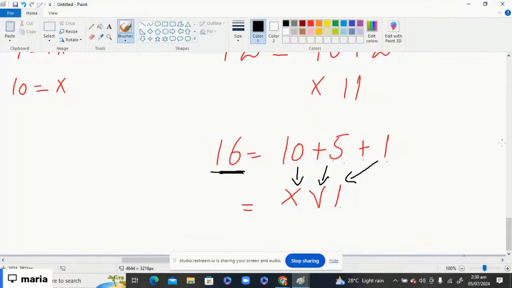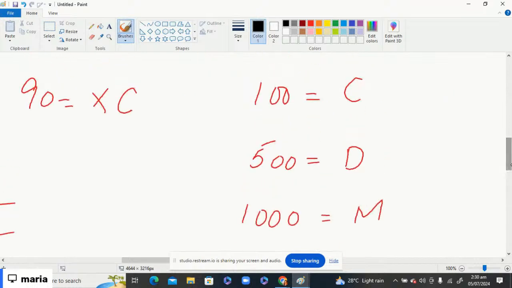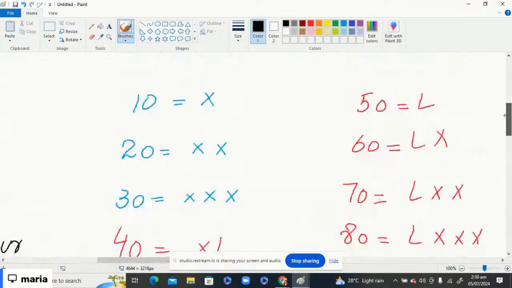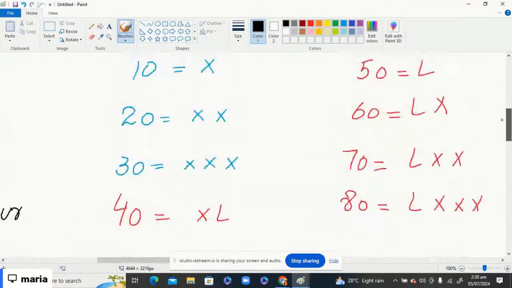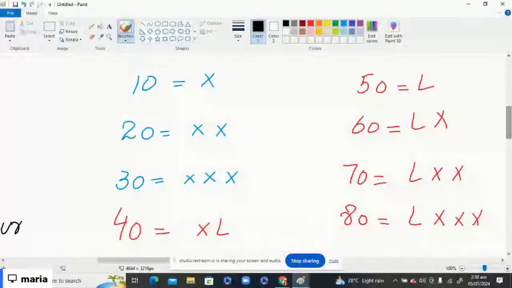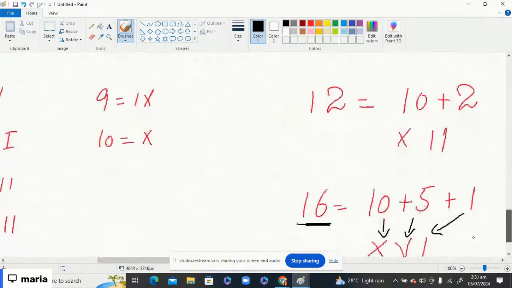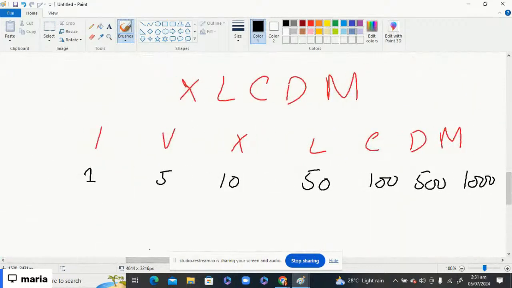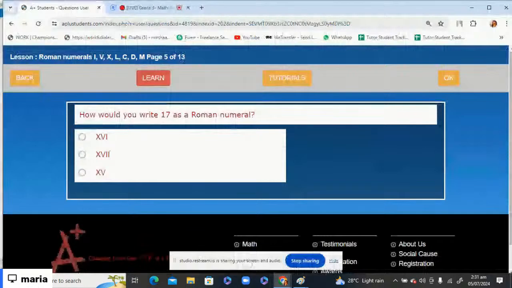So here is everything that we did for this case. Look here, I'm writing all of it. Again, I'm going to repeat: X represents 10, L represents 50, C represents 100, D represents 500, and M represents 1000. V represents 5 and I represents 1. Hope you understand this lesson as well, so you can solve the rest of the test questions by yourself. Now let's discuss the next lesson.